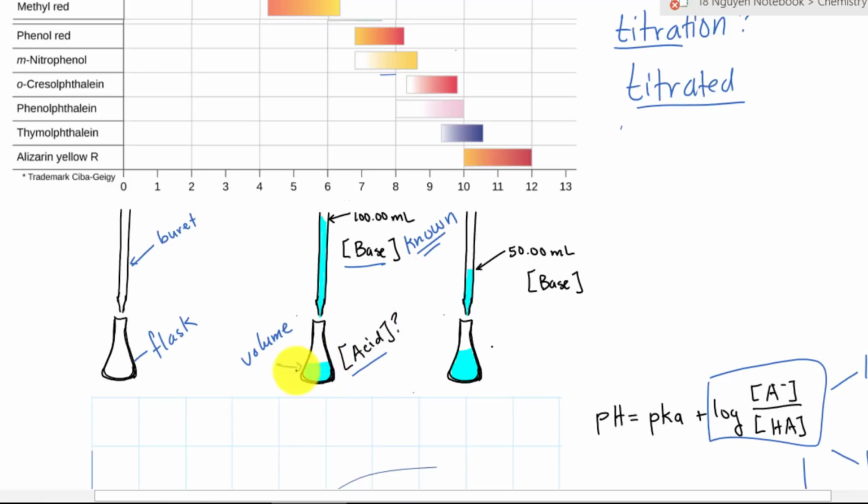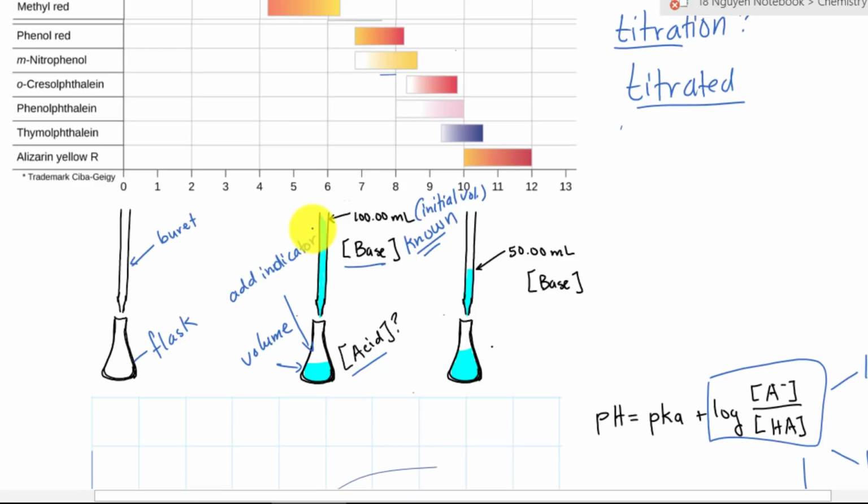Of course, we know exactly what the volume of this acidic solution with unknown molarity is going to be, as well as for the base, we know exactly what the initial volume is, okay? And what I'm going to do is, before I put in any of the base into the acidic solution, I'm going to add in the indicator.